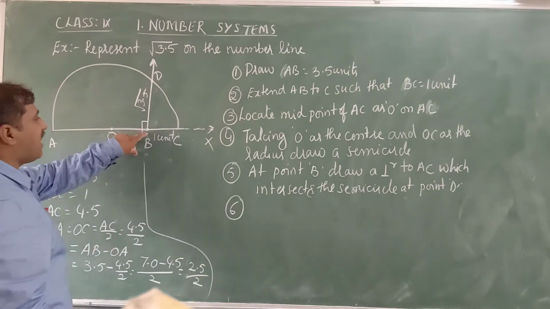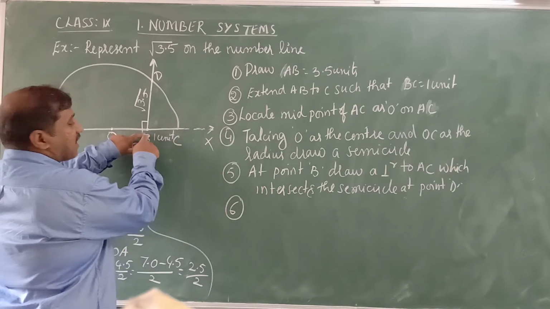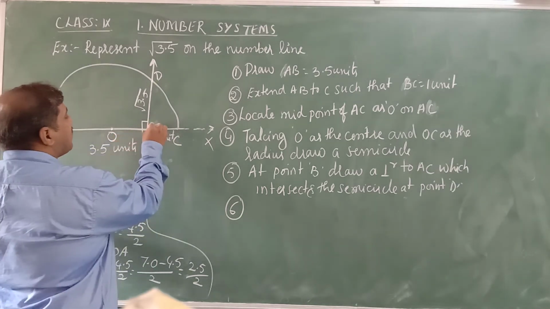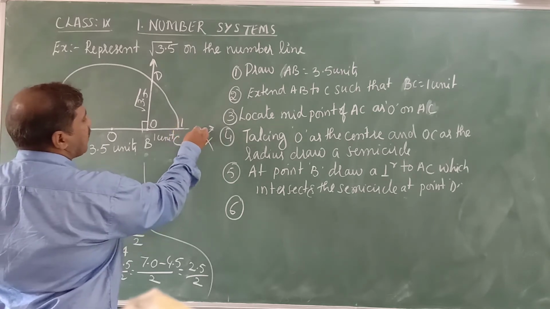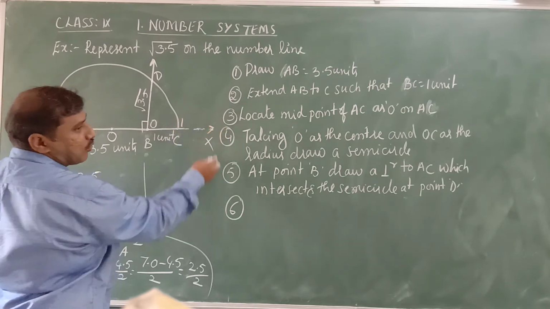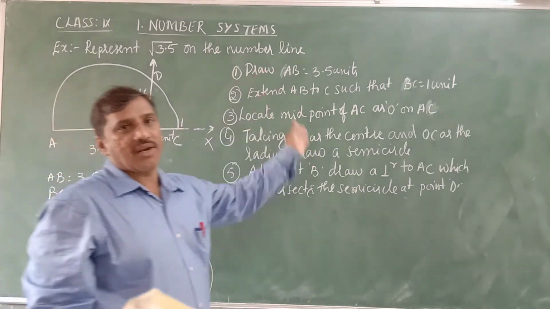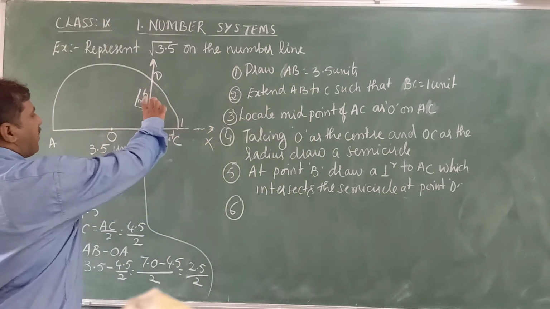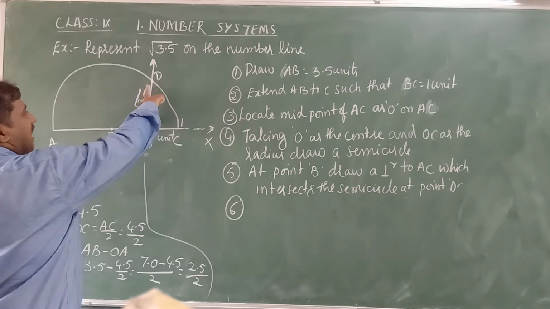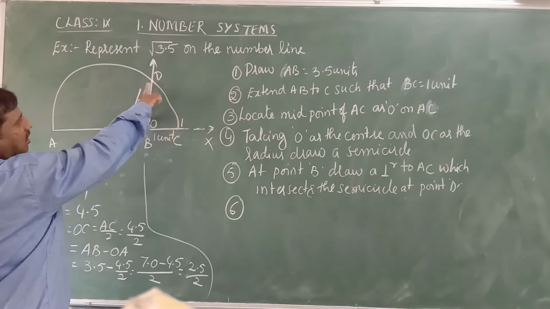And consider B as 0 on the number line. Consider point B as 0 on the number line and C is 1 unit. Then you take one more digit, that will be the 2 units, then 3 units, 4 units, 5 units, like this we get. After that, taking B as the center and BD as the radius, draw an arc.